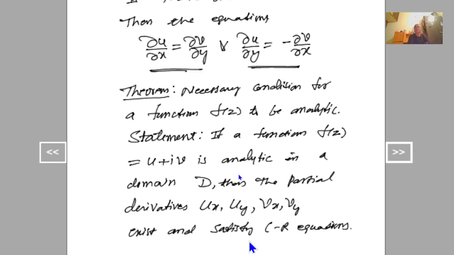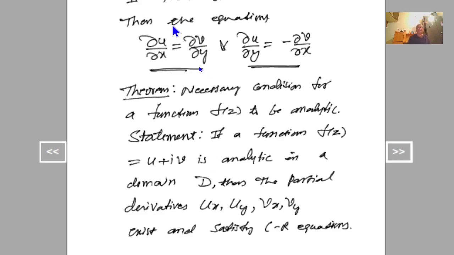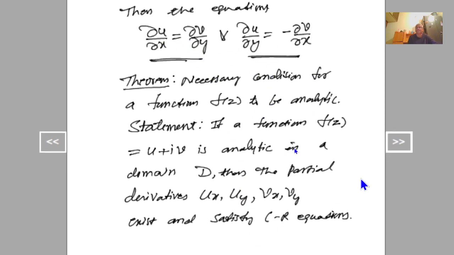So that if the function f of z is analytic in a domain D, then all the four partial derivatives exist and they satisfy CR equations. That is u_x = v_y, and u_y = -v_x. Okay. So what we need to do is to prove this theorem. First I will consider the function f of z is analytic. Then I will try to show that the partial derivatives exist and they satisfy the CR equations. Okay. So I'll go to the proof.